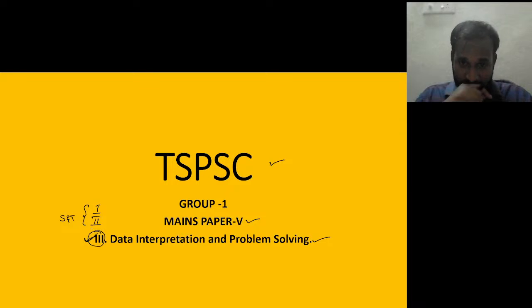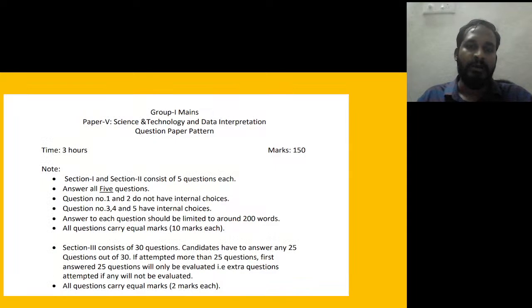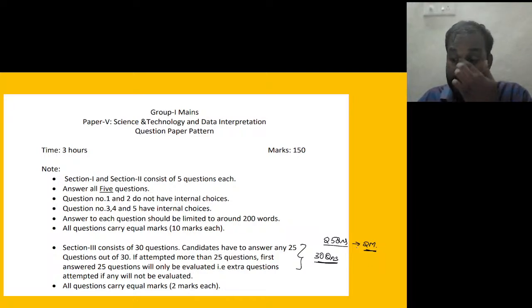Why? Because in other papers each question carries 10 marks. But especially in our data interpretation concept, they are giving us 30 questions, and out of 30 we need to answer 25 questions. Each question carries 2 marks. So make sure that you attempt them properly.